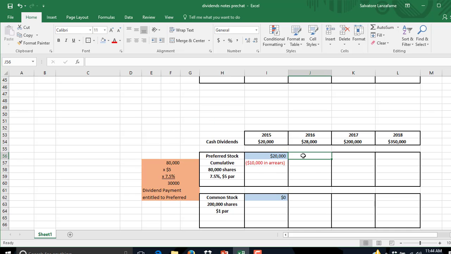So now we go to 2016. The first thing we do in 2016 is we pay back the amount that was in arrears the year before. So we're going to give preferred their $10,000 that we owed them. Okay, so we're giving last year's preferred stockholders their 10. And that leaves us with 18 left. So they'll get the 18 this year.